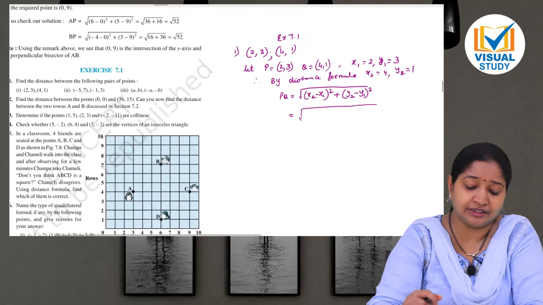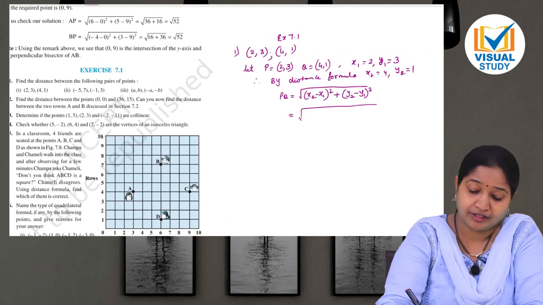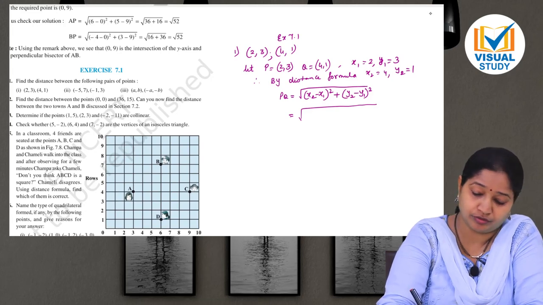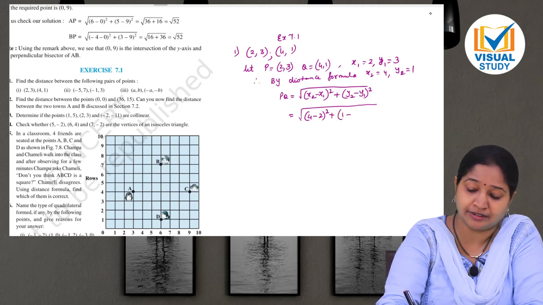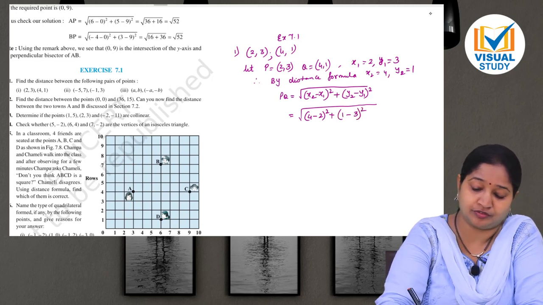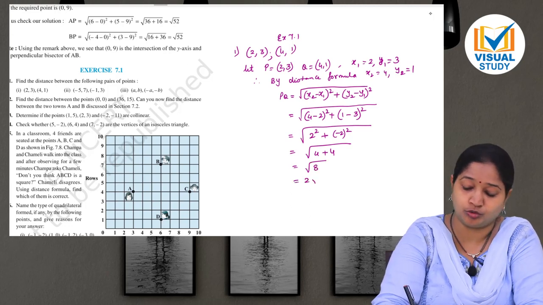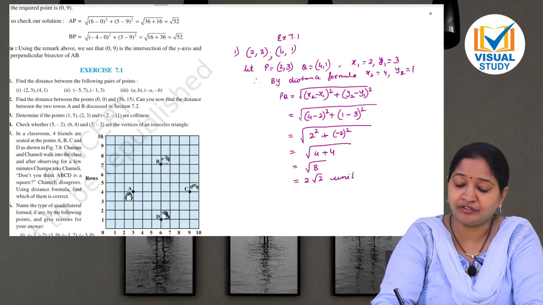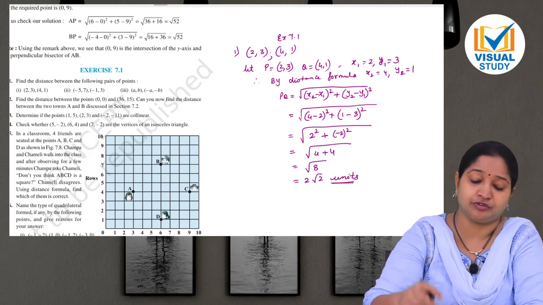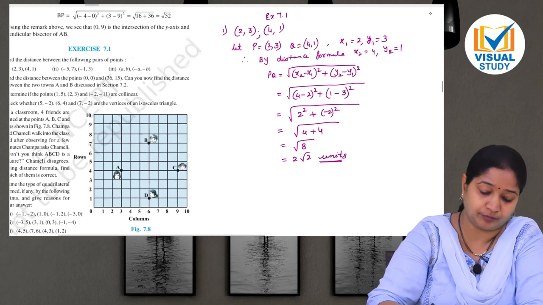This lesson is actually easy if you know the formulas. What is your x2? 4. So 4 minus 2 whole square plus y2, which is 1, minus 3 whole square. You get 2 square plus minus 2 whole square, that is 4 plus 4, that is 8, and you get 2 root 2. Now here they have not given a unit, so you can write just units. Okay. What is the second one?